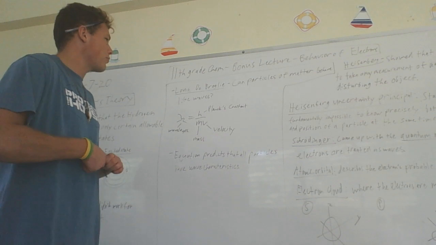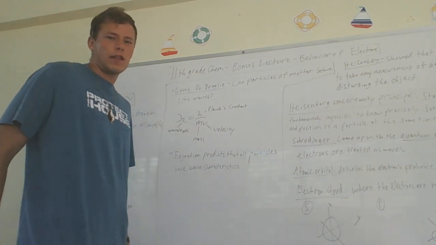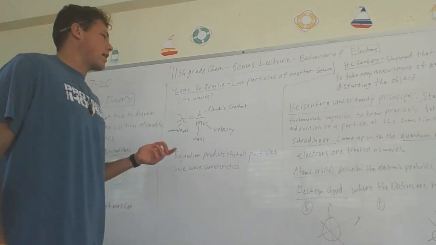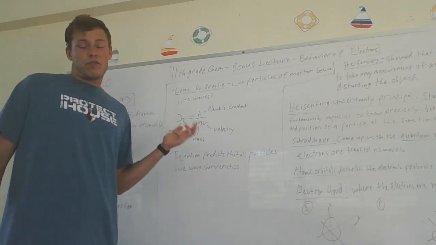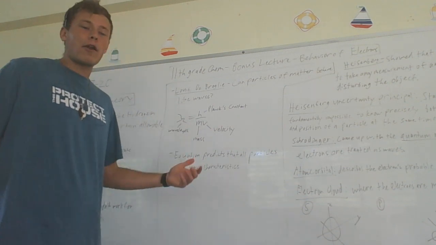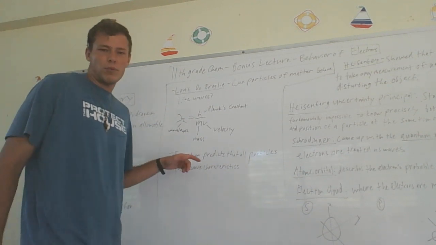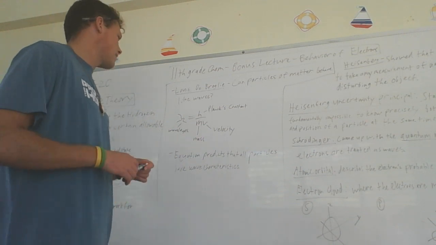So next came Louis de Broglie. That's French. You could probably say it a lot better than me with your French skills. But he asked, can particles of matter behave like waves? Since particles of light can behave like waves, can particles of matter behave like waves? His answer basically was yes. And he came up with this equation, which I wrote here, but you don't have to do anything with it. It was more just so you see it.